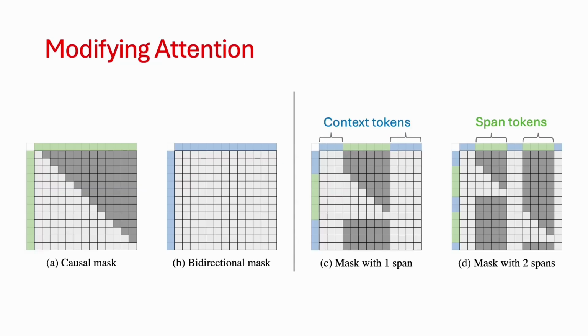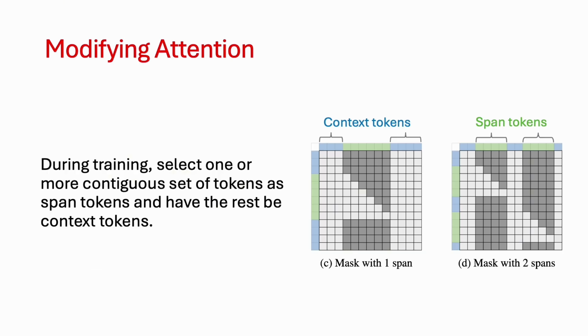In our proposed approach, we update the attention mask of the LLM to a combination of causal and bidirectional attention as shown in figures C and D. Specifically, the context tokens attend to all other context tokens in the sequence, while the span tokens attend to all context tokens and have causal attention among themselves. During training, we randomly select one or more contiguous sets of tokens as span tokens and have the rest be context tokens.